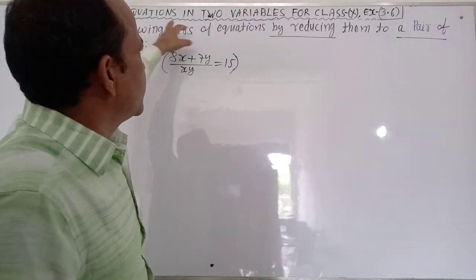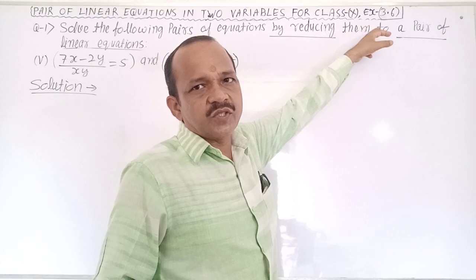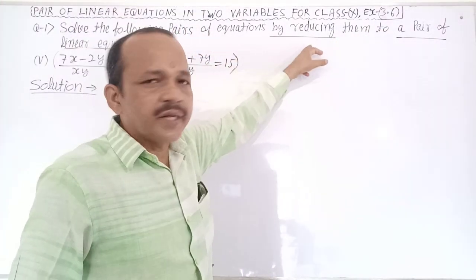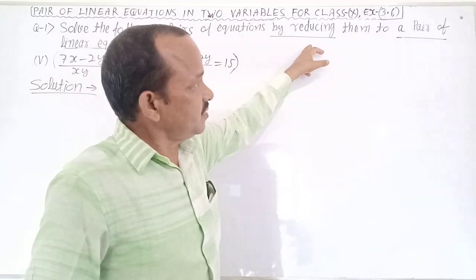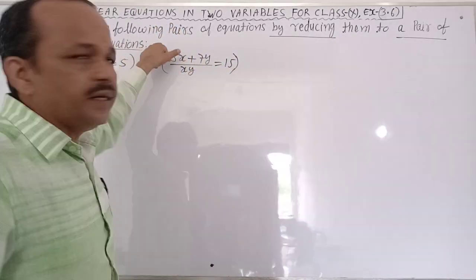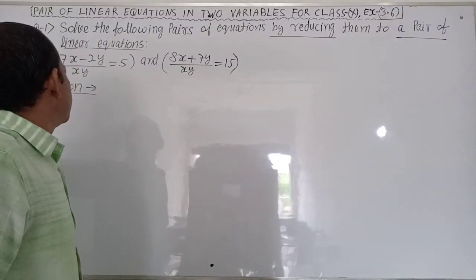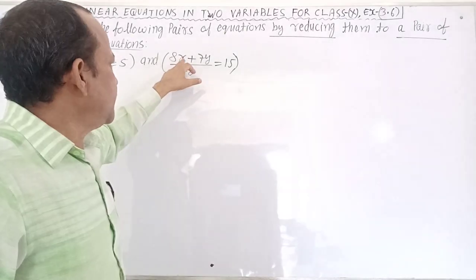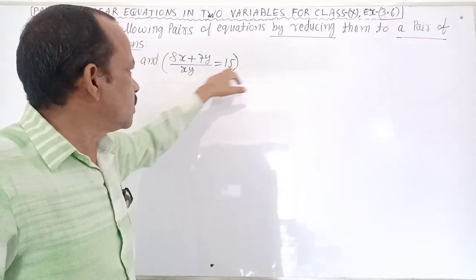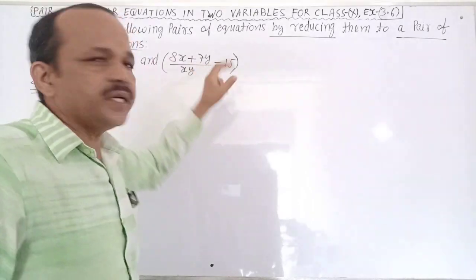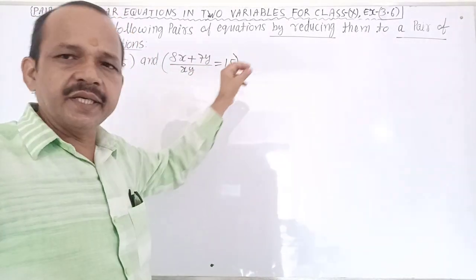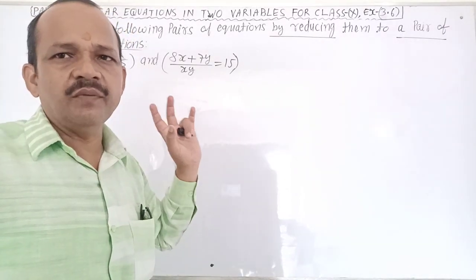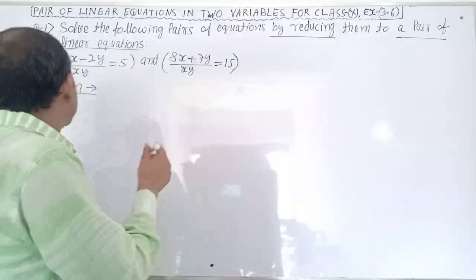Pair of linear equations in two variables for class 10, exercise 3.6, question number 5. Solve the following pair of equations by reducing them to a pair of linear equations. Question first part: 7x minus 2y by xy equal to 5 and 8x plus 7y by xy equal to 15. It is the given equation. You solve it by the reducing system and find the value of x and the value of y. Clear?